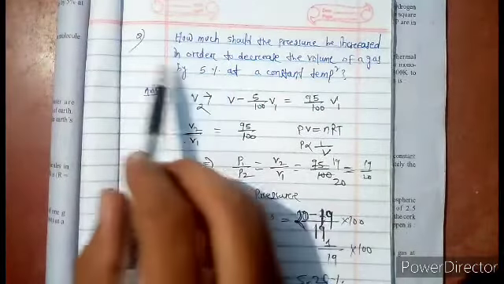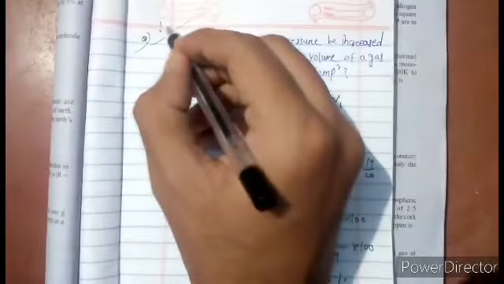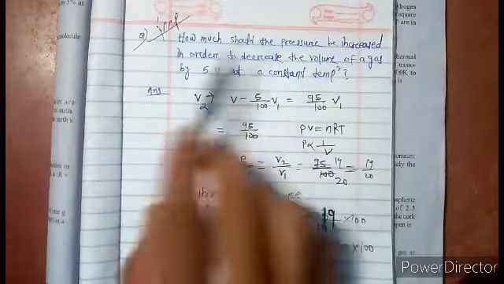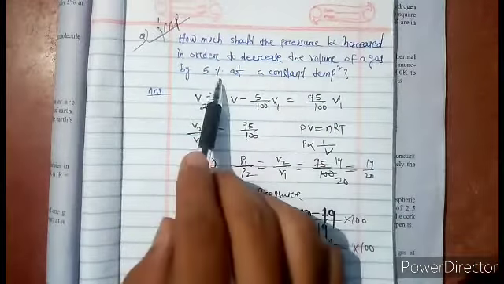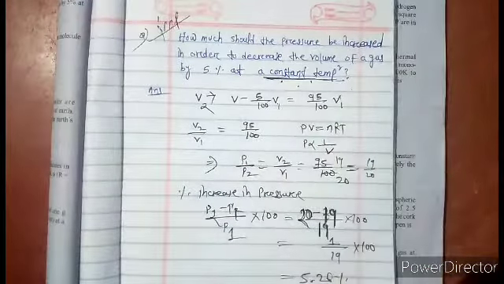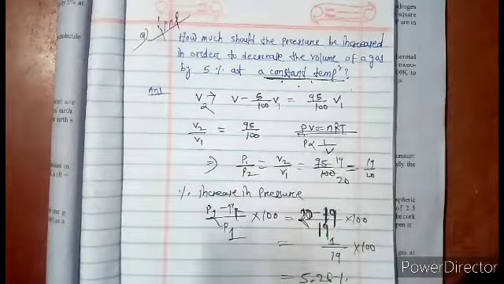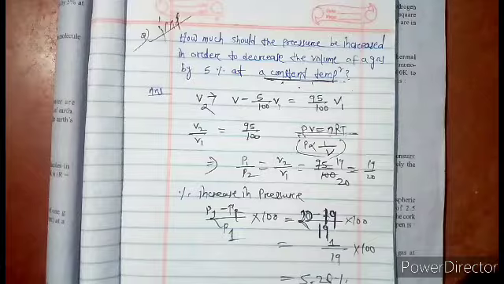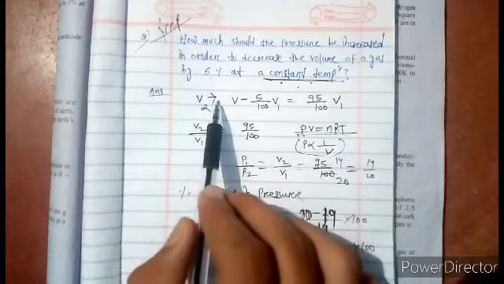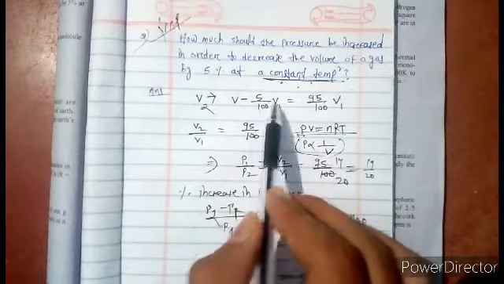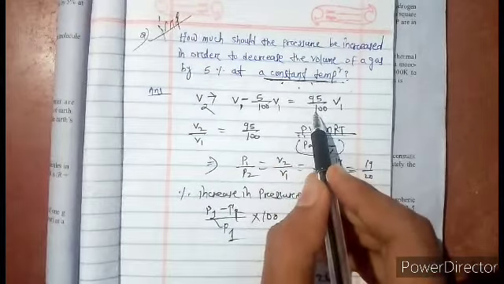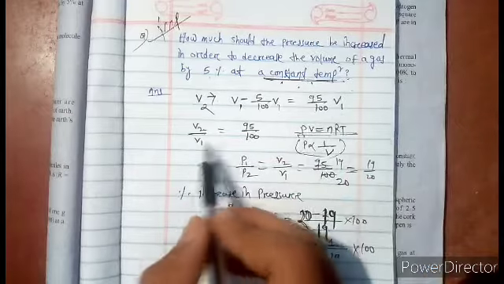Then come to the next question. This is a very important question. How much should the pressure be increased in order to decrease the volume of a gas by 5% at a constant temperature? It is given that the temperature remains constant. We know the ideal gas equation PV is equal to nRT, so pressure is inversely proportional to volume. The volume decreases by 5%, so V2 is equal to V1 minus 5 by 100 V1, that is 95 by 100 V1. So V2 upon V1 is equal to 95 by 100.